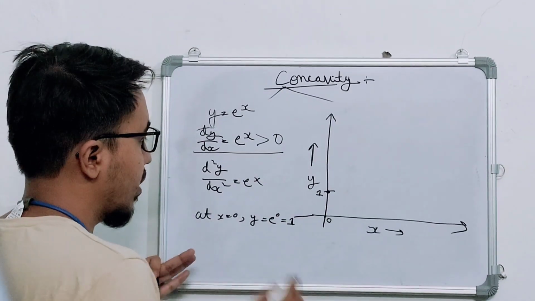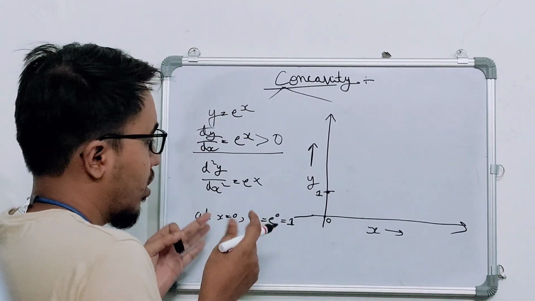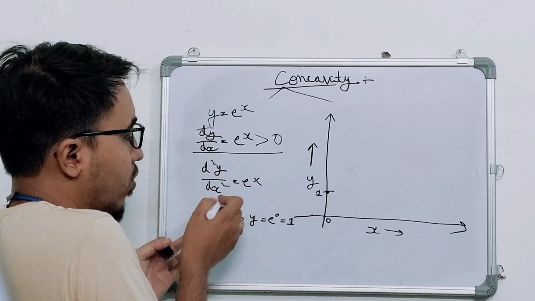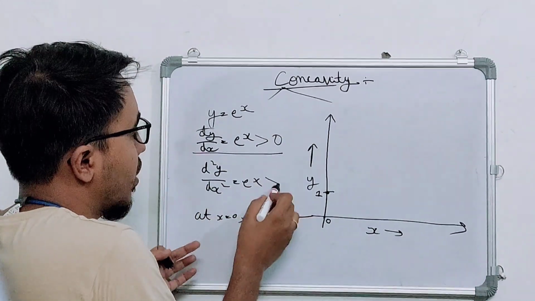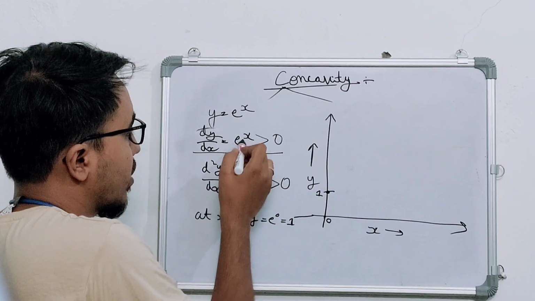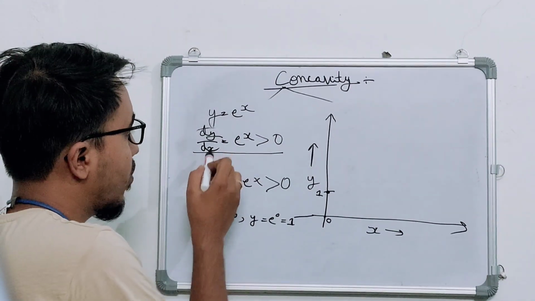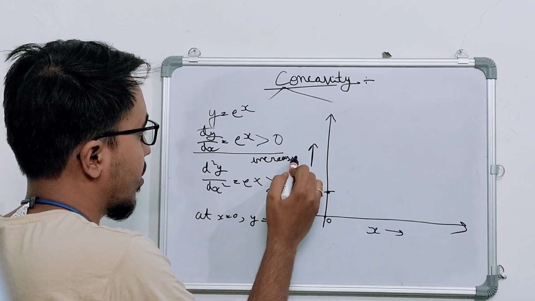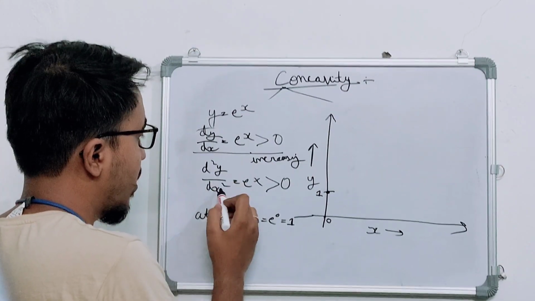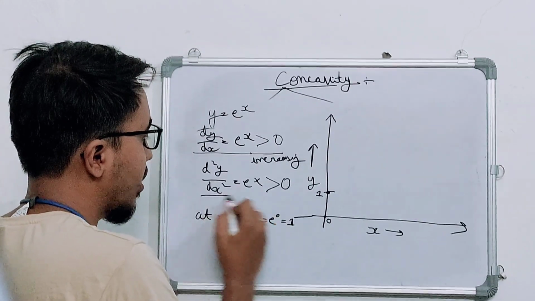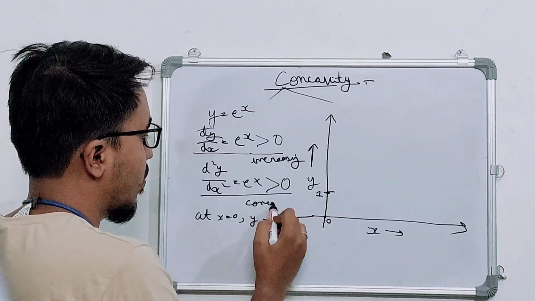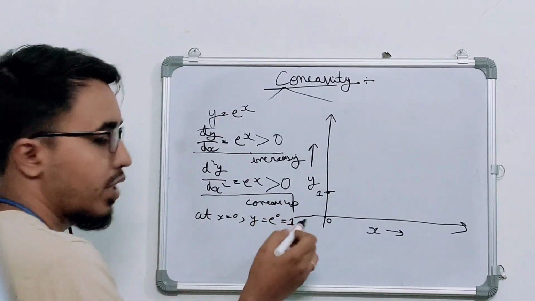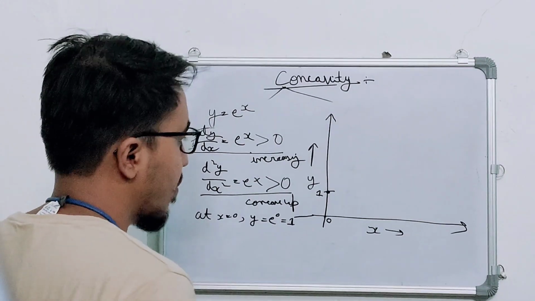Now I will see the concavity, which can be assessed with the help of d²y over dx², and this is also greater than 0 for all values of x because e^x and its derivatives are the same. So dy over dx is greater than 0, that means the function is increasing. d²y over dx² is also greater than 0, that means it is concave up. Concavity is up. Now I can make the function.